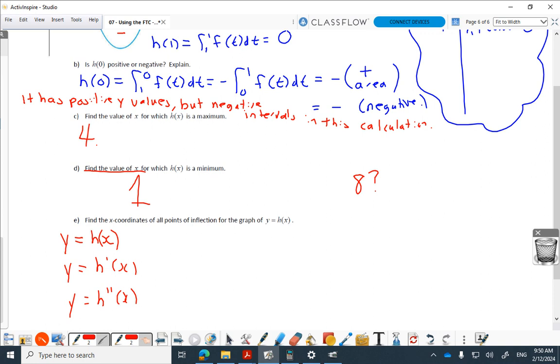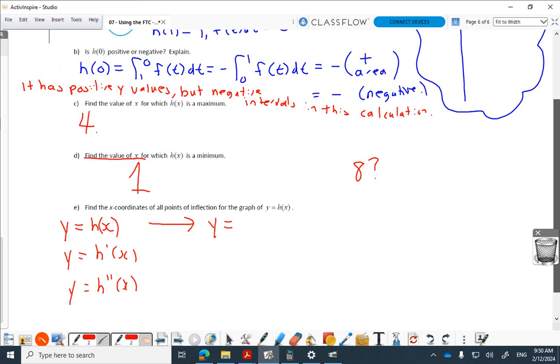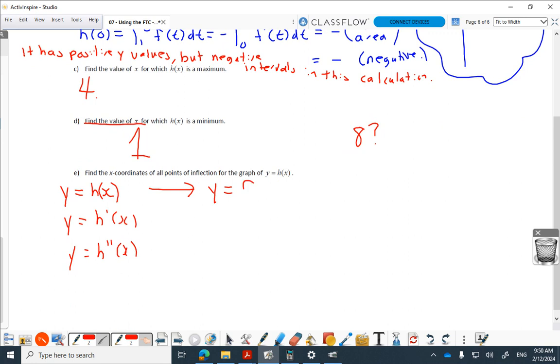Y equals, what was h of x again? Where is it? Integral from 1 to x, f of t dt. And your brain stops. Because you're like, well, it's an integral. How am I supposed to take its derivative? Fundamental theorem of calculus, part, what's going on? Have you been listening? Were you in a coma?